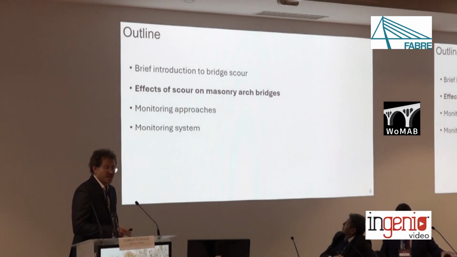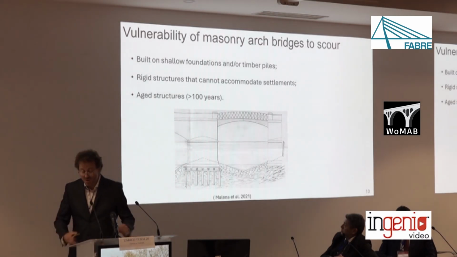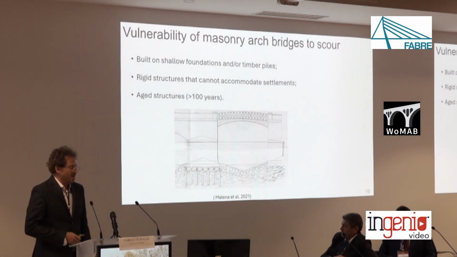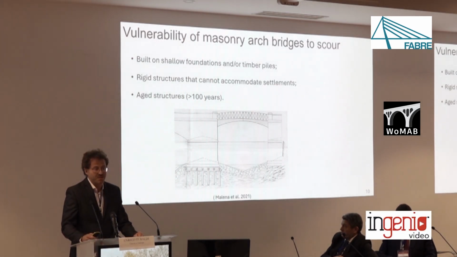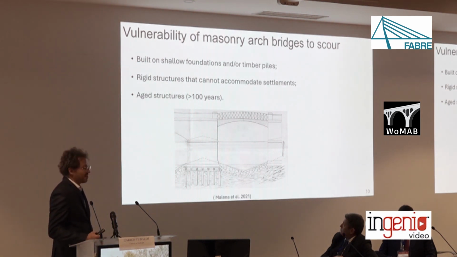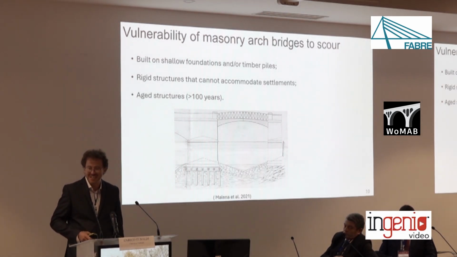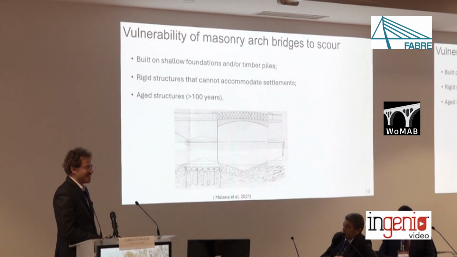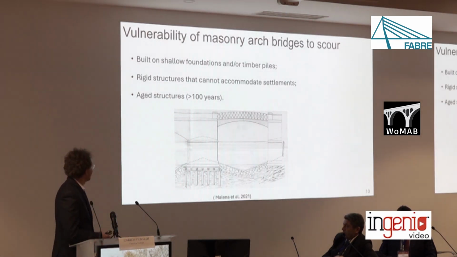So now let's move to the problem of the effects of scour on masonry arch bridges. Among the various types of bridges, masonry arch bridges are perhaps the most vulnerable ones, because they are built on shallow foundations or on timber piles that with time may have rotted or degraded. They are rigid structures that cannot accommodate settlements very well, even though I think some of you may argue that this is not the case. Actually, masonry arch bridges are, after all, quite flexible, especially if lime mortar is used, and they can accommodate settlements.